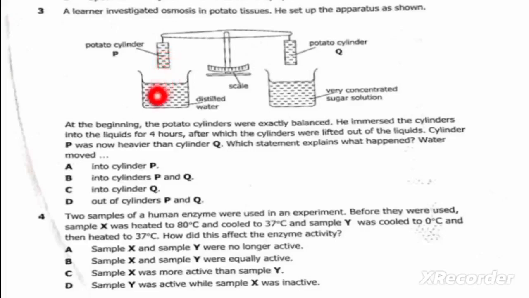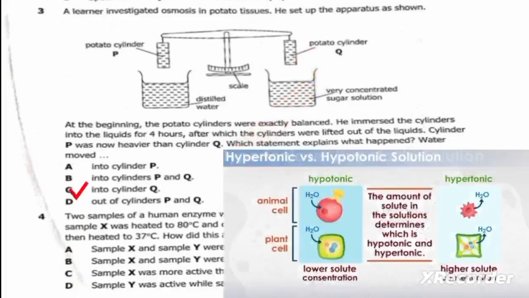So water will move from the region of high concentration to the region of low concentration across the semi-permeable membrane. Then here, there are fewer water molecules, so the potato disc has more water molecules. Hence, water molecules will start moving from the potato disc to the solution across the selectively permeable membrane. So, therefore, our correct answer is A. Water moved into cylinder P.